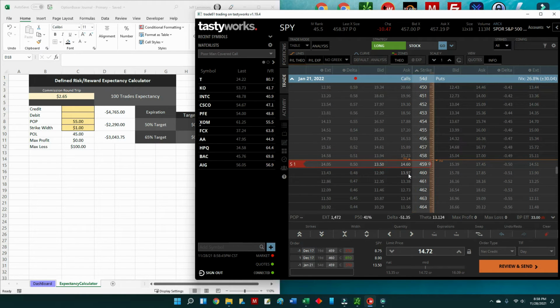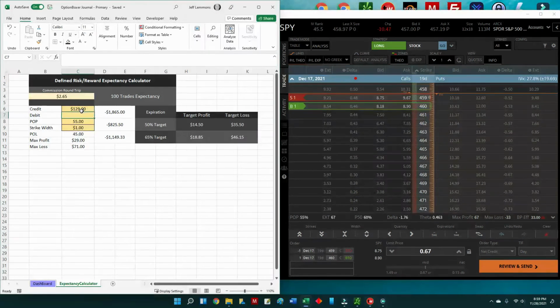And right now the market's closed, and so these numbers aren't particularly accurate. You can see that bid-ask spread is nowhere near true, because if you've traded SPY before, there's a much tighter bid-ask spread than that. But let's look at receiving a 67-cent credit and a probability of profit of 55.